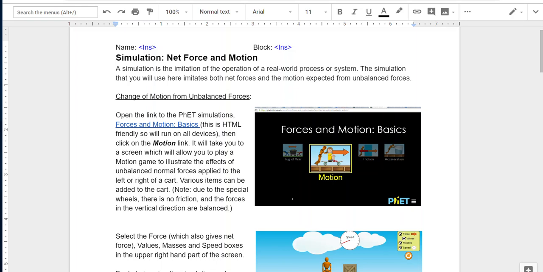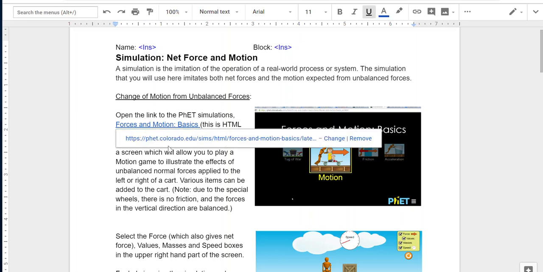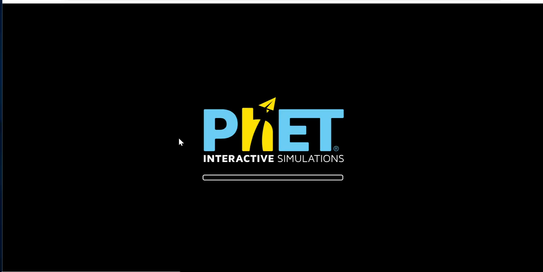In this session you'll be looking at the PhET simulation Net Force and Motion. Make sure you read through all the directions here. This will give you just a quick video introduction to the topic. We're going to be looking at the change of motion from unbalanced forces. As you read through this, you'll click on this link to bring you to the simulation.